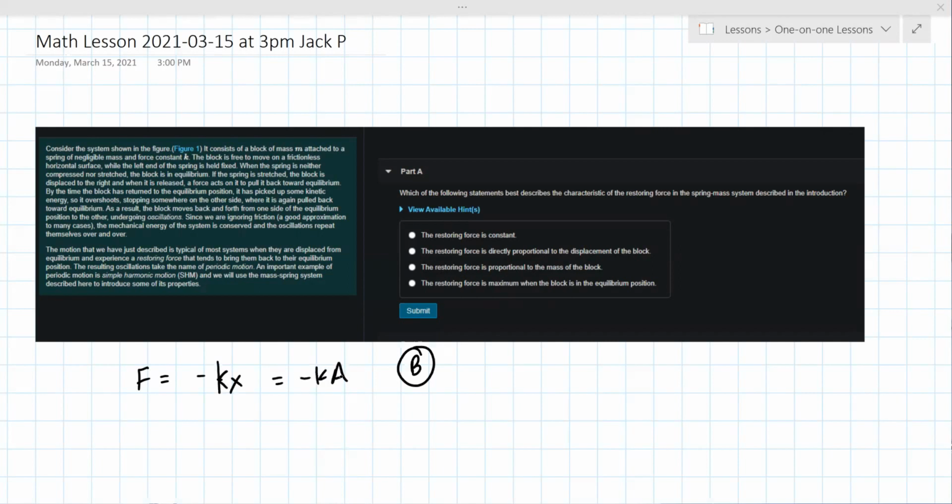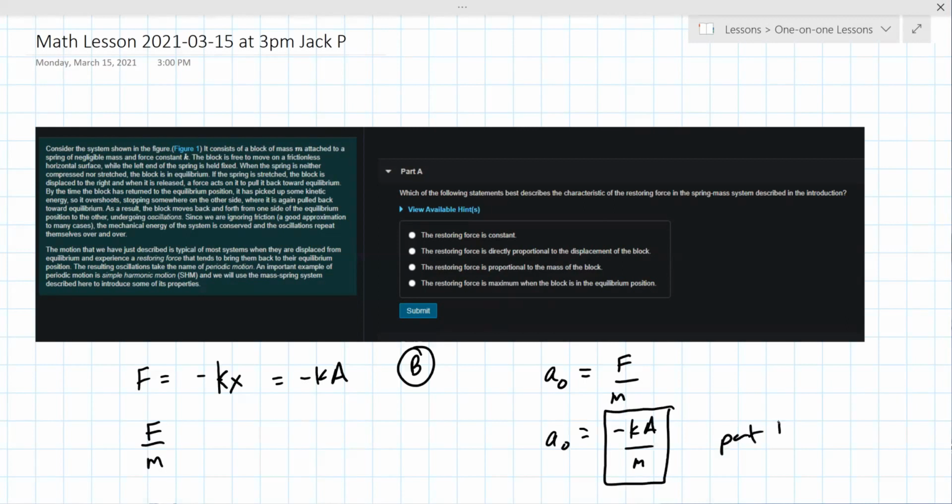And then from your formulas, the acceleration is F over m. So we can substitute in for F: minus kA over m. So that's part B. What does a0 stand for? Initial acceleration. Okay. That's correct. On to C.